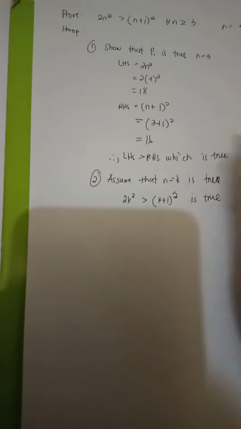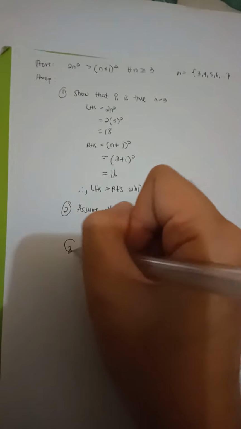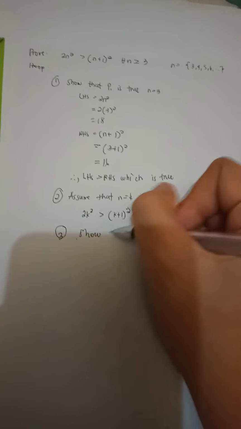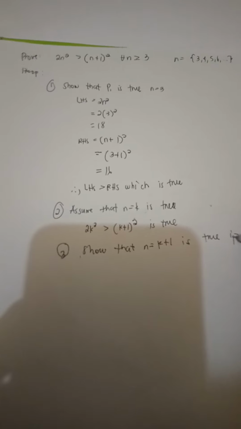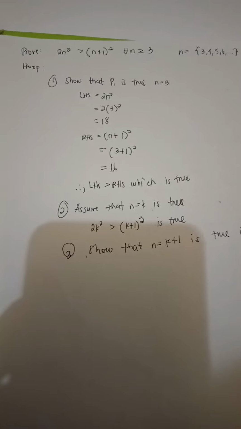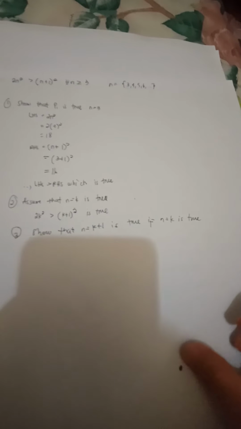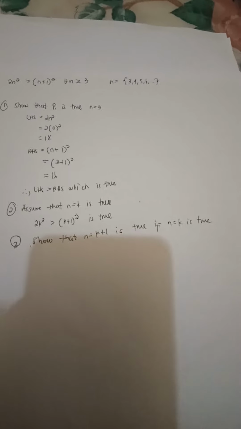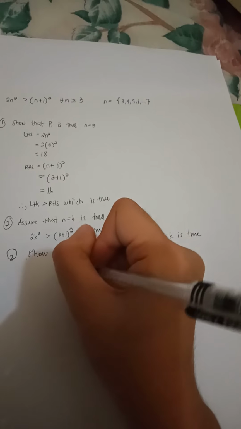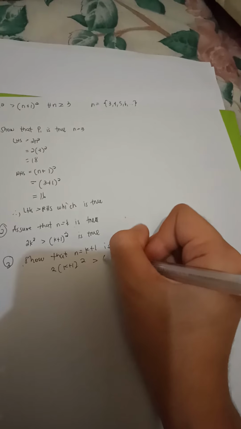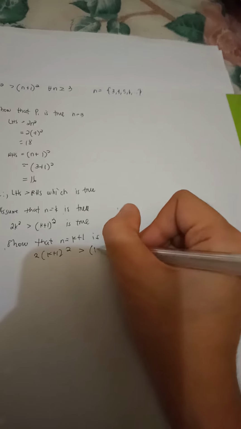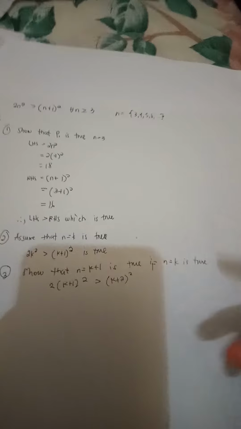Now let us proceed to the third step. We need to show that n equals k plus 1 is true if n equals k is true. So same as step 2, we're going to substitute k plus 1 everywhere there is a k. So 2(k plus 1) squared is greater than (k plus 1) squared is equal to (k plus 2) squared.